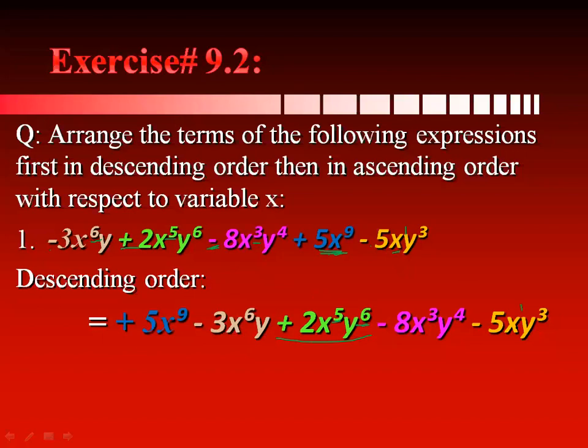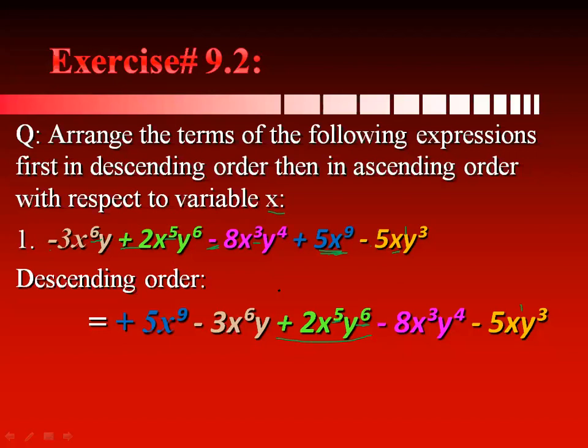Okay. So this is the way to arrange any algebraic expression in descending order, where you have multiple variables in a single term. If you have multiple variables in a single term, you will consider the first variable, or if it is mentioned in the question that you have to arrange it with respect to the variable x, you will consider the powers of x only, not the power of y.